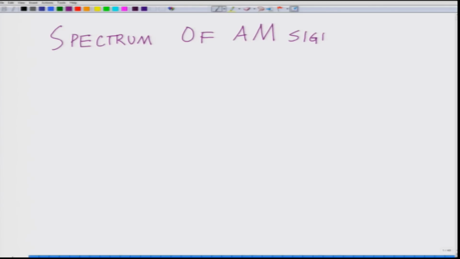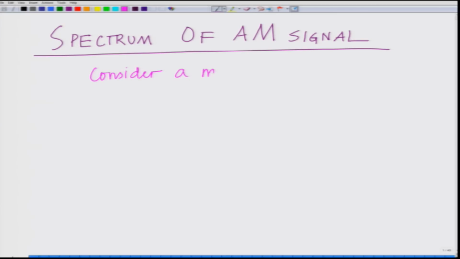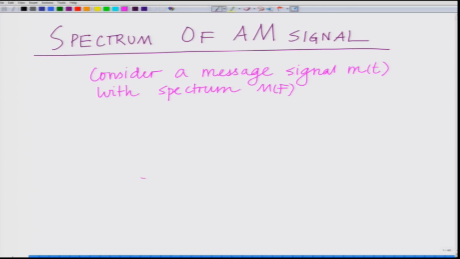The spectrum of an AM or amplitude modulated signal. Consider a message signal m(t) with spectrum M(f). Let us draw a typical spectrum M(f). So, let us say this is our spectrum.